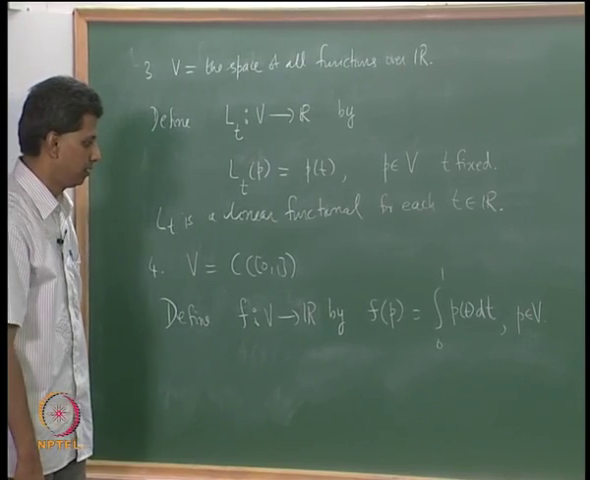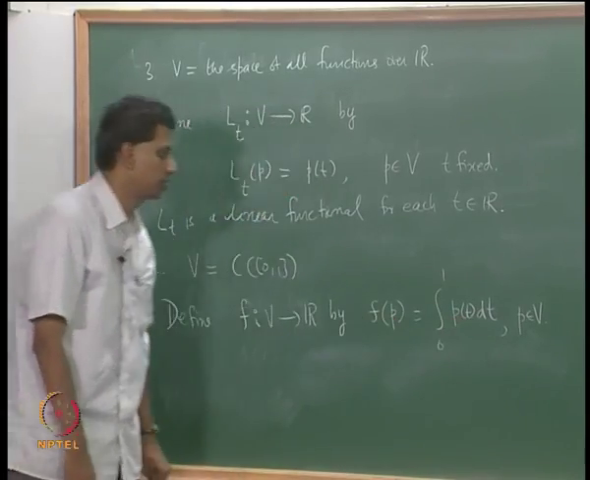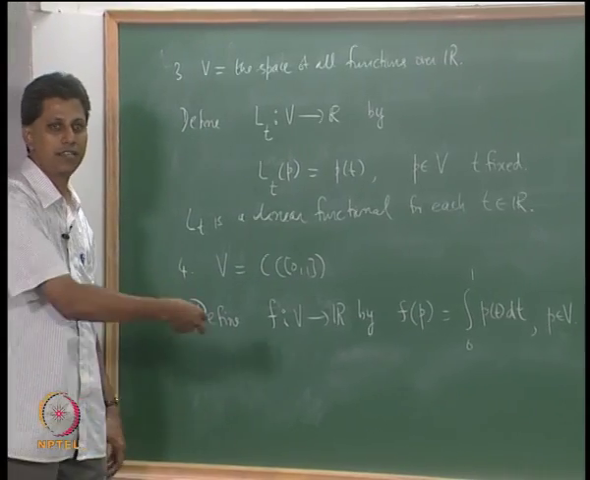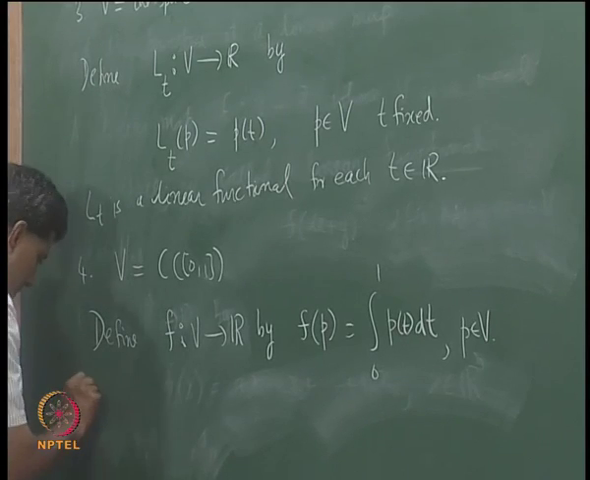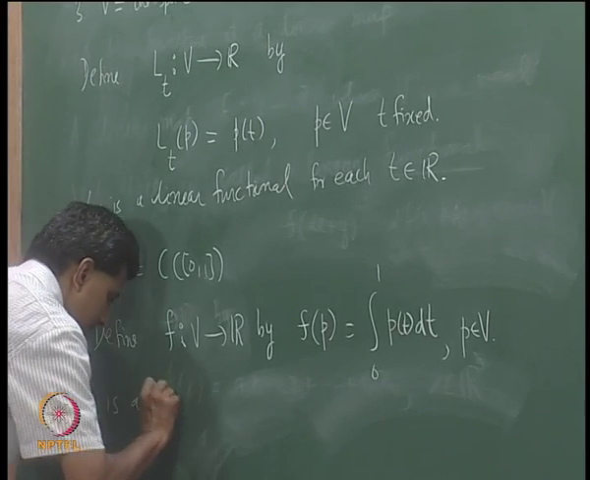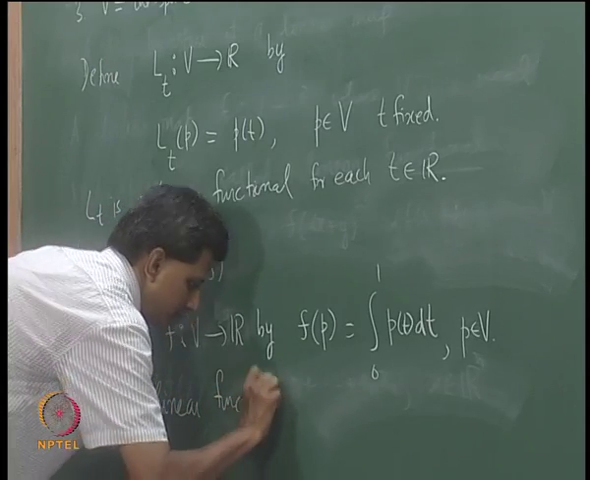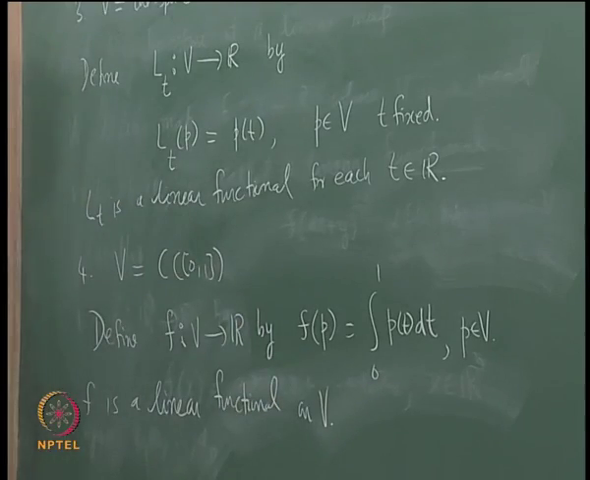This exists, and so this is a number. It is a definite integral, so this is a number. You can easily verify from the properties of Riemann integrals that this is a linear map. So F is a linear functional on the space of continuous real valued functions.